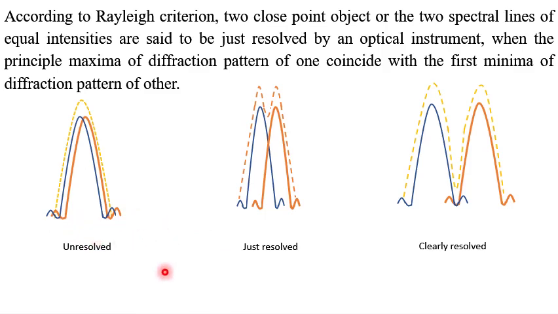This is well understood, because when the maxima of one diffraction pattern overlaps with the first minimum of the diffraction pattern of the other, it is just resolved. It means that when these patterns are clearly far away from each other, then we can say that these two lines are clearly resolved. Now this is about Rayleigh's criterion. Now moving ahead, we know the definition of the resolving power and we know Rayleigh's criterion.